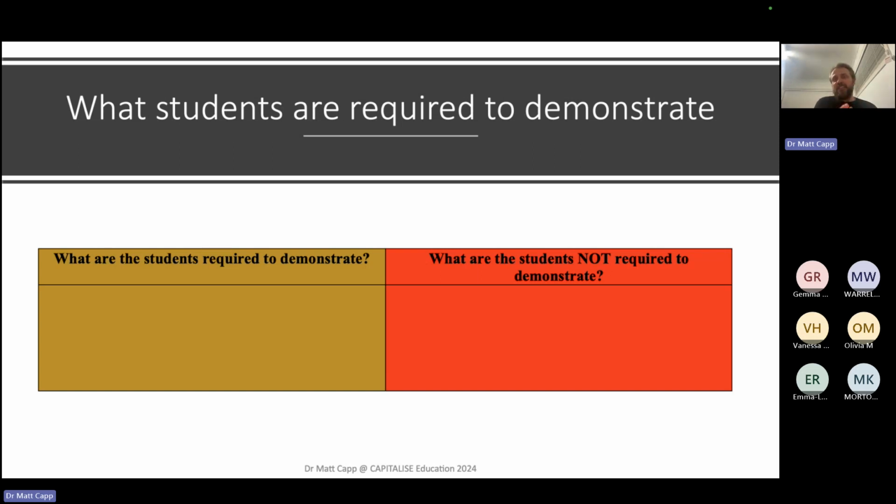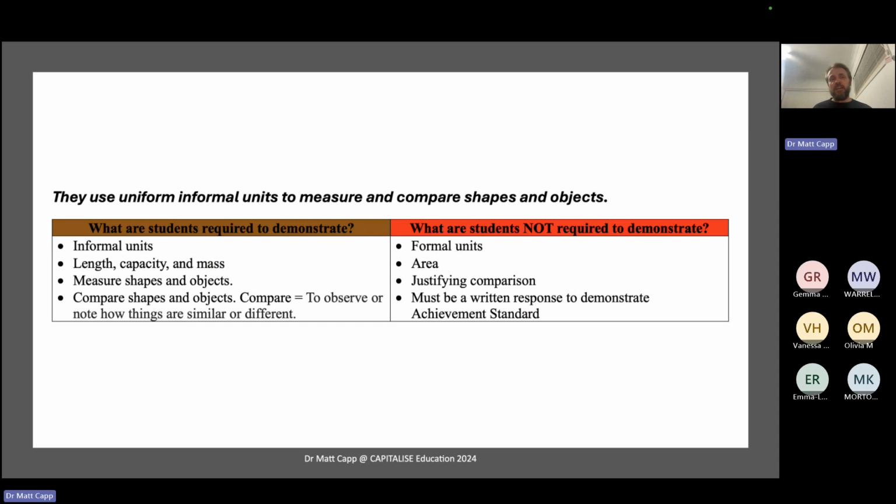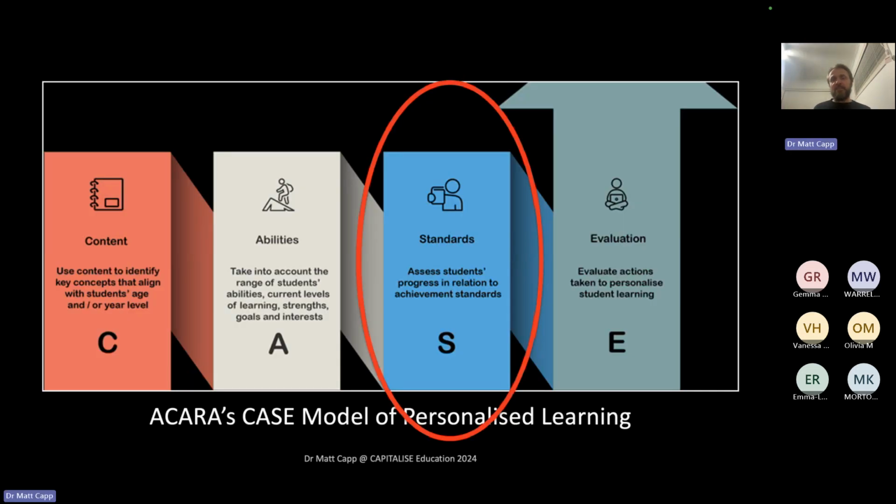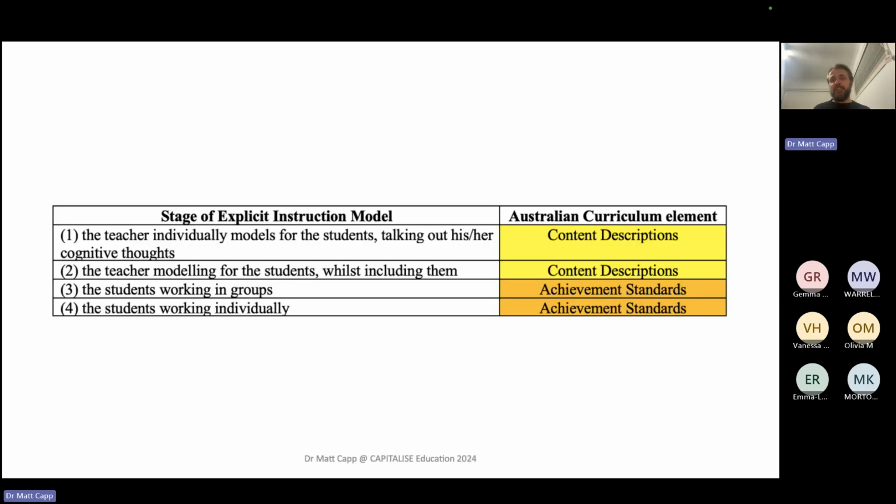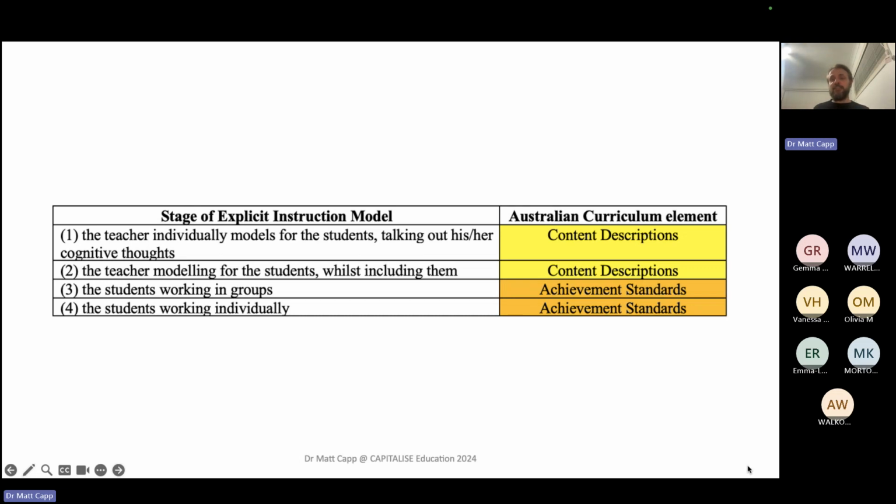The teachers collaboratively then discuss the achievement standards in the Australian curriculum. What are the achievement standards requiring students to demonstrate, and what is it not requiring the students to demonstrate? And here's another example where we've got an achievement standard from mathematics, and we've deconstructed it into what the students are required to demonstrate and what the students are not required to demonstrate. And then we think about the case models for personalized learning from ACARA, and we put the achievement standards into the last two parts of the explicit instruction model. So when students are working in groups and students are working individually, they're working towards the deconstructed achievement standards.